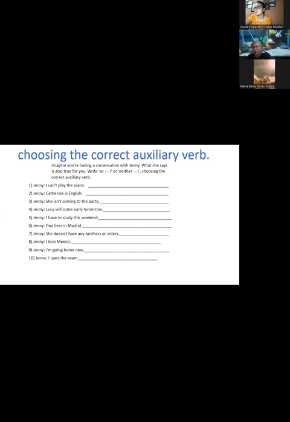Vamos con el número 8. Number 8. Look at this. I love Mexico. So do I. Okay, so do I. Or I do too. So do I or I do too. Yes. Number 9. I'm going home now.